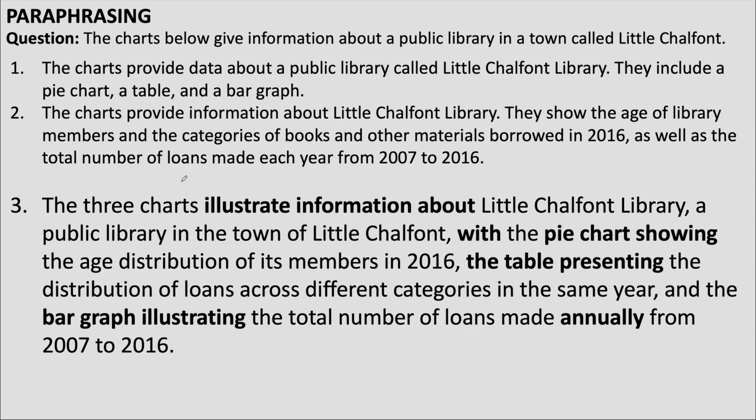Here we have used the word with to introduce the three charts. Then we have described each one separately. The pie chart showing the age distribution of its members, the table presenting the distribution of loans across different categories, and the bar graph illustrating the total number of loans made annually. Instead of annually, we can also write each year.